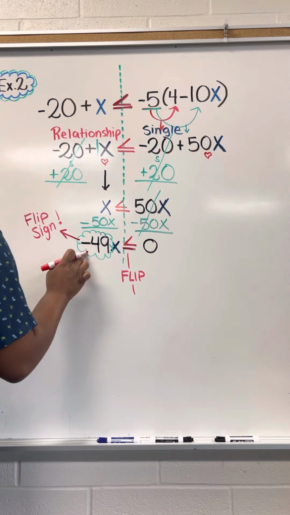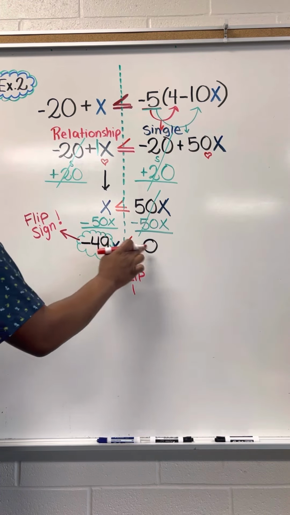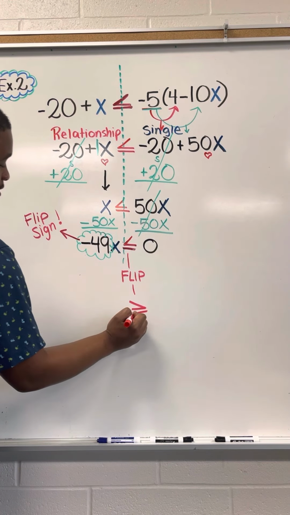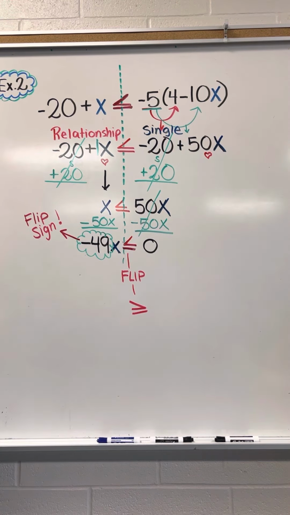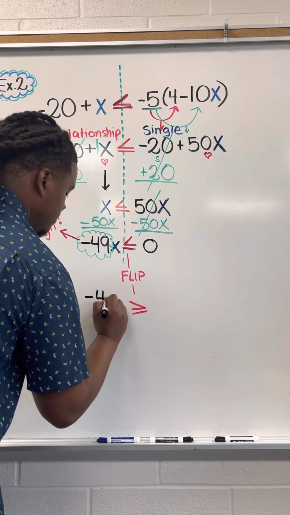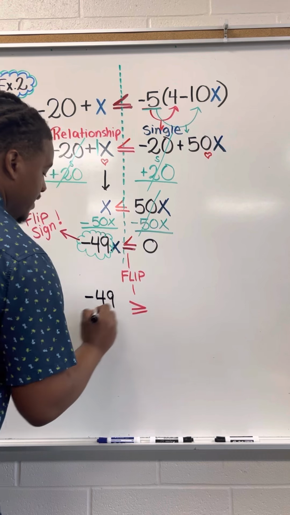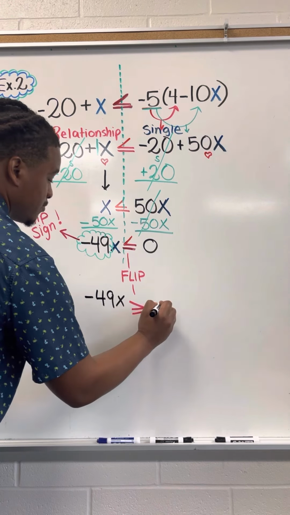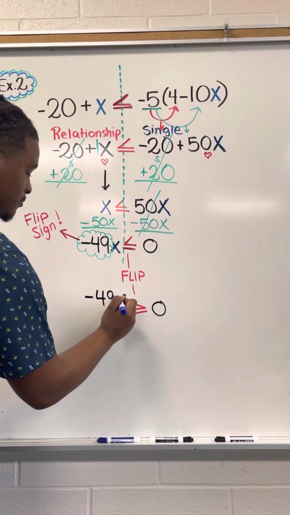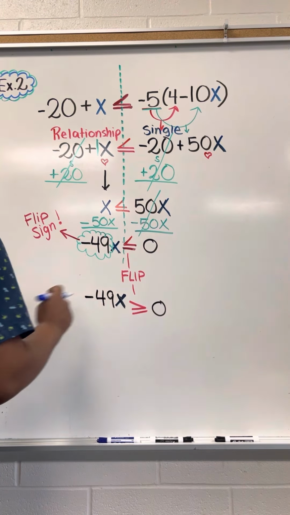So instead of it saying negative 49x is less than or equal to 0, now it's going to say negative 49x is greater than or equal to 0. Okay? So we flip the sign. So now I have negative 49x is greater than or equal to 0.